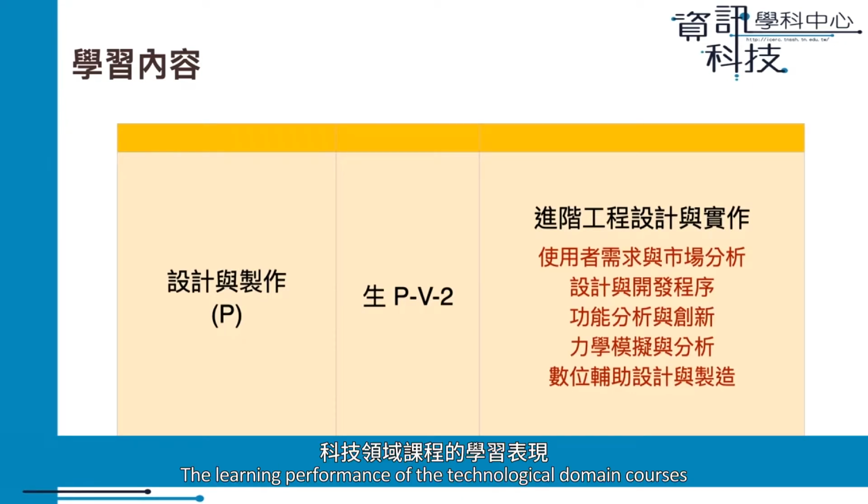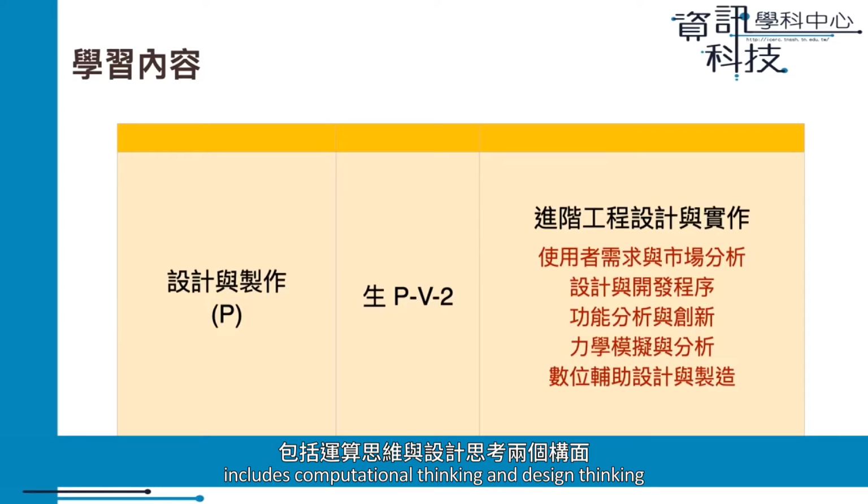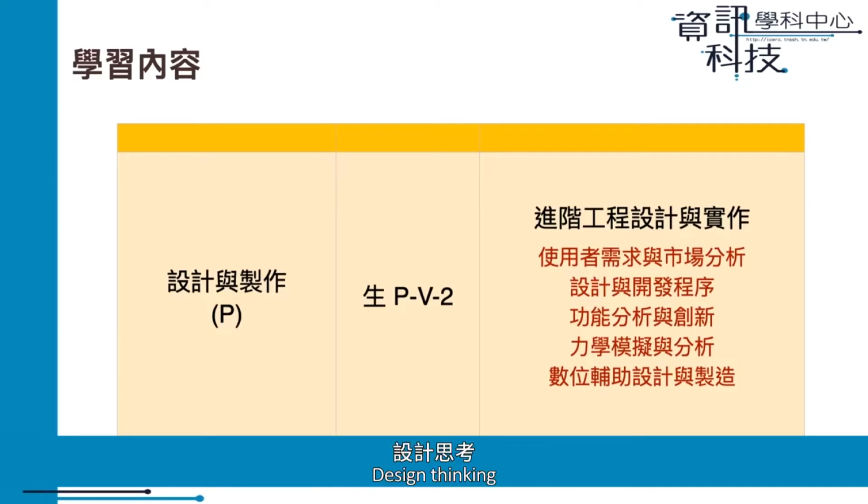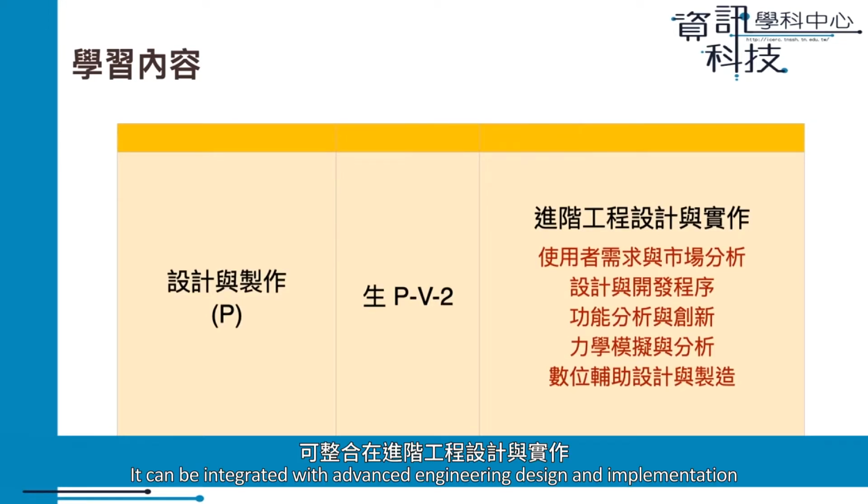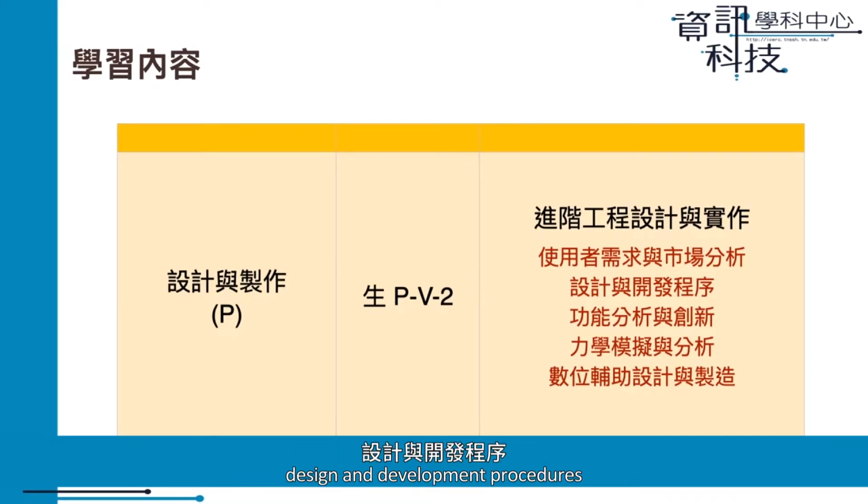The learning performance of the technological domain courses includes computational thinking and design thinking. Design thinking. By observing and solving problems in life, it emphasizes the ability to perform, use, and think. It cultivates students' ability of DIY, using technological products, and design and critical thinking. It can be integrated with advanced engineering design and implementation, design and development procedures, and computer-aided design and manufacture.